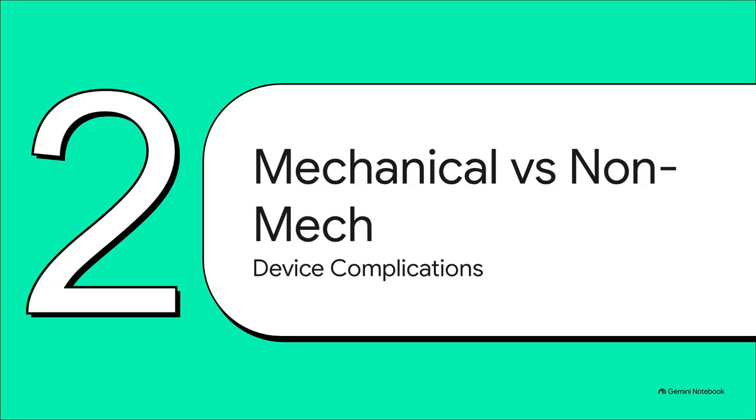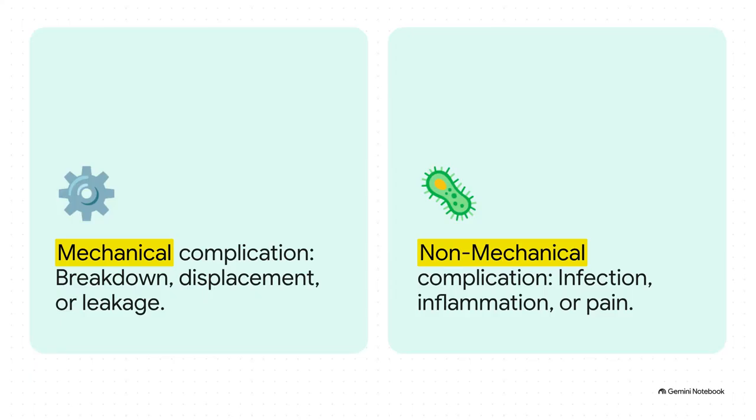Moving right along to Section 2, mechanical versus non-mechanical device complications. For categories T82 through T85, you absolutely must differentiate between a mechanical failure and a non-mechanical issue. Think of a mechanical complication as a physical breakdown, a displacement, a leakage, or a mechanical failure of a prosthetic device or graft. Picture a dislodged joint prosthesis. That's a mechanical dislocation. But on the flip side, a non-mechanical complication is all about how the body reacts to that device, stuff like infection, inflammation, or pain. So if you're looking at tissue inflammation around a bone screw, that's non-mechanical. Nailing this difference is what ensures you're routing your codes to the right subcategory.